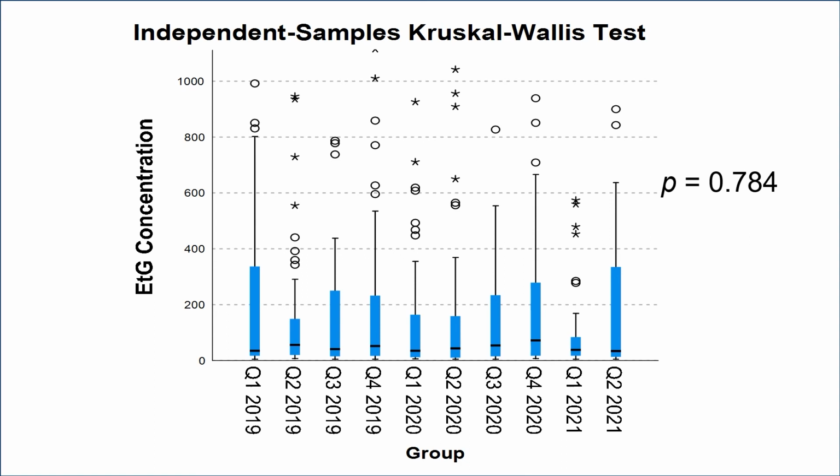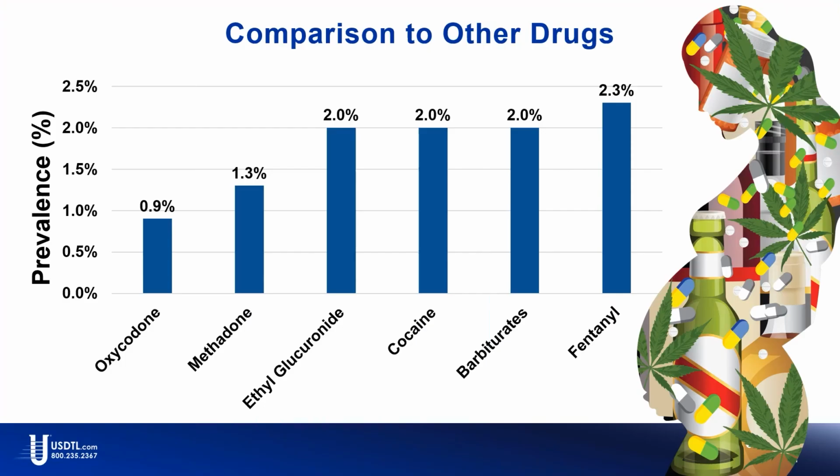So I find it interesting that there was not a statistically significant increase in either the positivity rate or the concentrations during this period of time. So in our laboratory, if we compare our prevalence of EtG in umbilical cord to other drugs that we find in umbilical cord, we can see that EtG is kind of in the mid-range here of some rather concerning compounds. At the roughly 2% average, that's similar to what we find with cocaine and a little less than fentanyl.